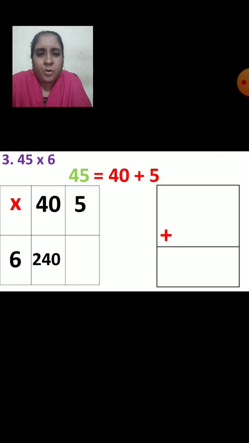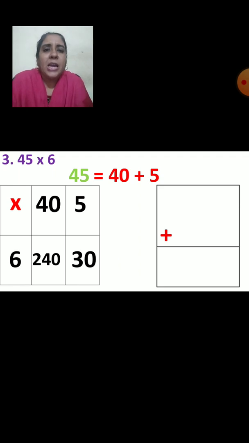What is your answer, children? 240. Very good. Now you will take 5 and 6. You have to multiply 5 by 6. Table of 5 you have to say 5 6 is how much? Think and tell me the answer. 5 6, 30. Right? So you got 240 and 30.